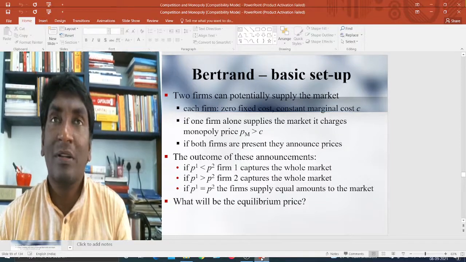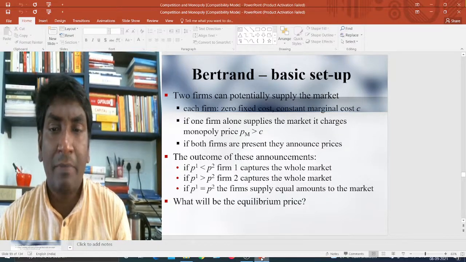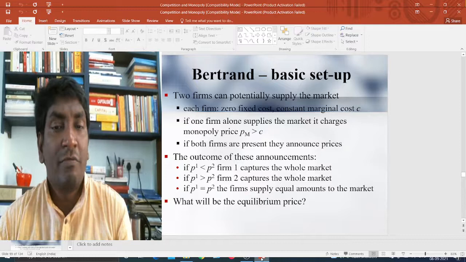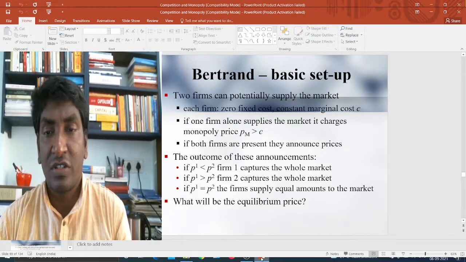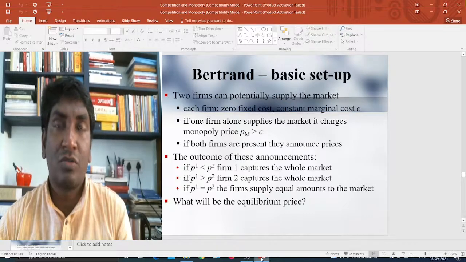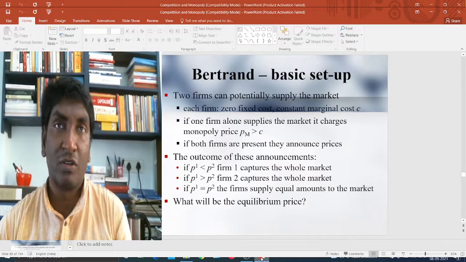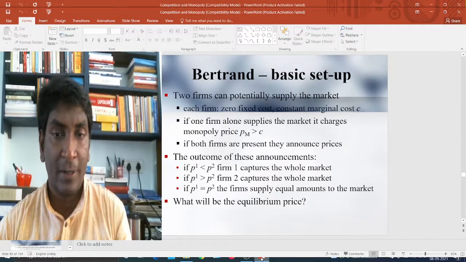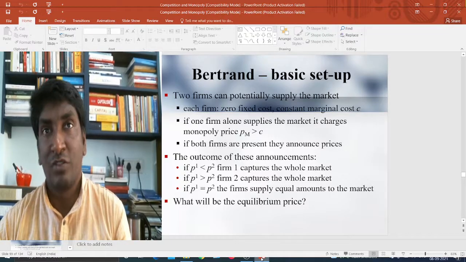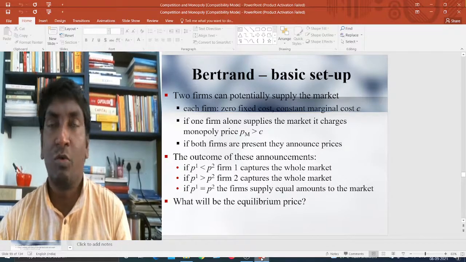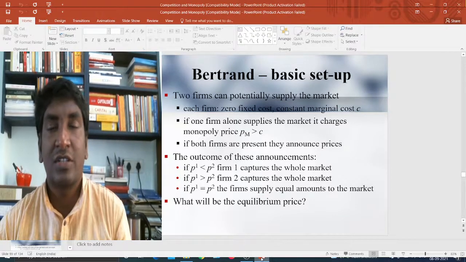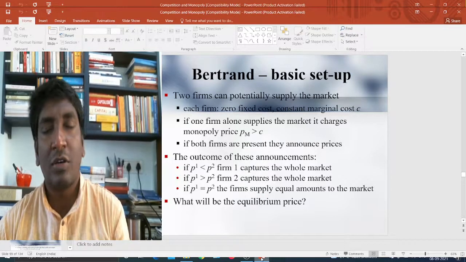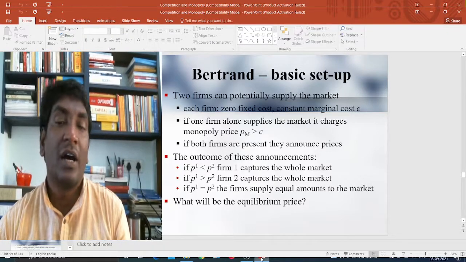Okay, as we said, it's a price model, and two firms can potentially supply the market, and each firm has zero fixed cost and constant marginal cost. So the first point is zero fixed cost, there is no fixed cost involved. Therefore, once you don't have a fixed cost, you don't have a parabolic average total cost in that sense.